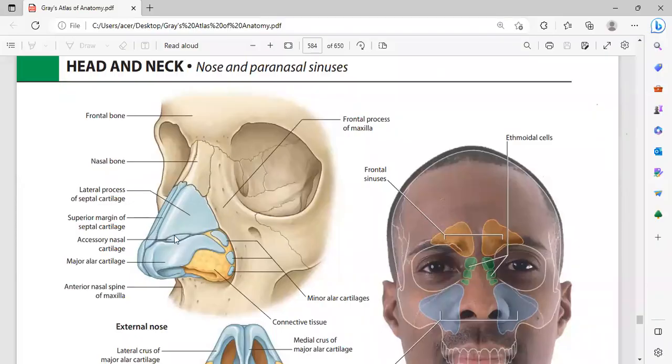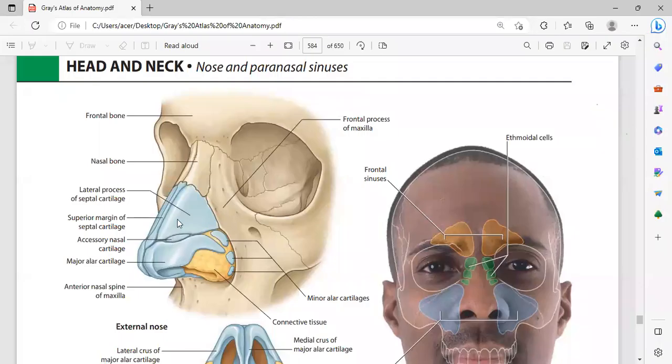Then the septal cartilage has these two processes called the lateral processes that form the lateral sides. Okay, so this is the septal cartilage, and on the two sides, you have the lateral process of the septal cartilage. Then in front, you have this big cartilage that is called the major alar cartilage. So the major alar cartilage has this part here, which is called the medial crus, that forms the tip of the nose. And then on the other side, you have the lateral alar cartilage.